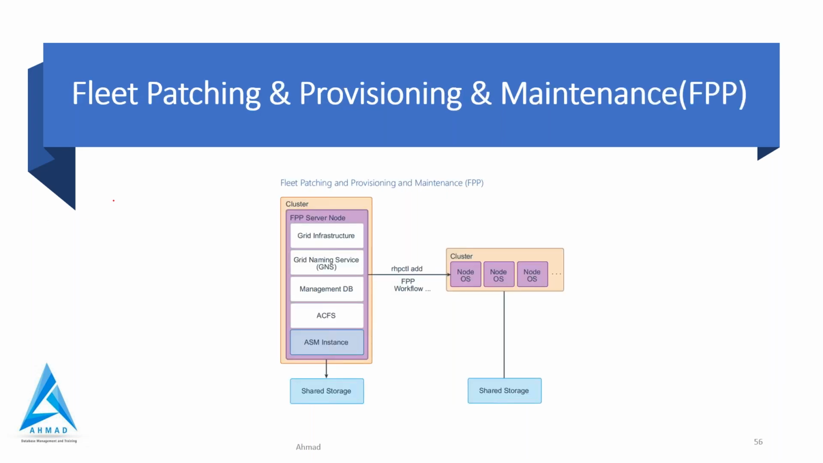Now come to fleet patching and provisioning and maintenance. So fleet patching, formerly we called it Rapid Home Provisioning. That is basically a server which has one or more nodes in a cluster configuration, and it must have GI software installed. It is recommended that ASM configured with ACFS is used for storage of image files, but other file systems are supported, and it must have Grid Naming Service and a management DB. So these are the same components that make up the domain services cluster in a domain cluster, but the server does not have to be in a domain cluster. So that is the difference.